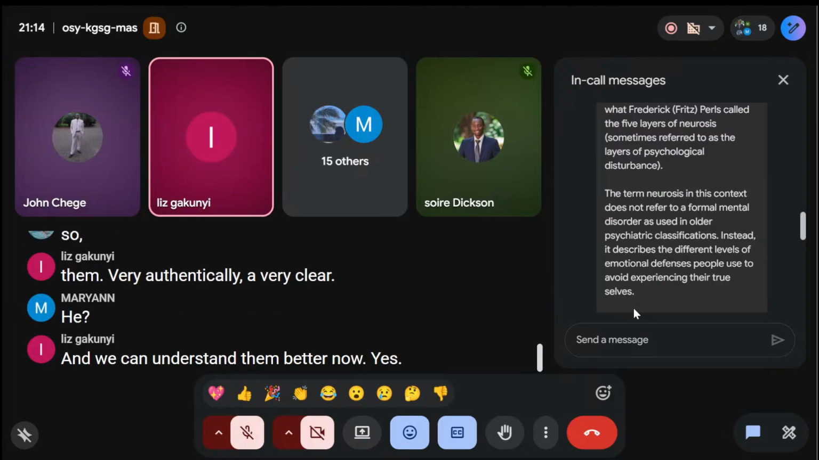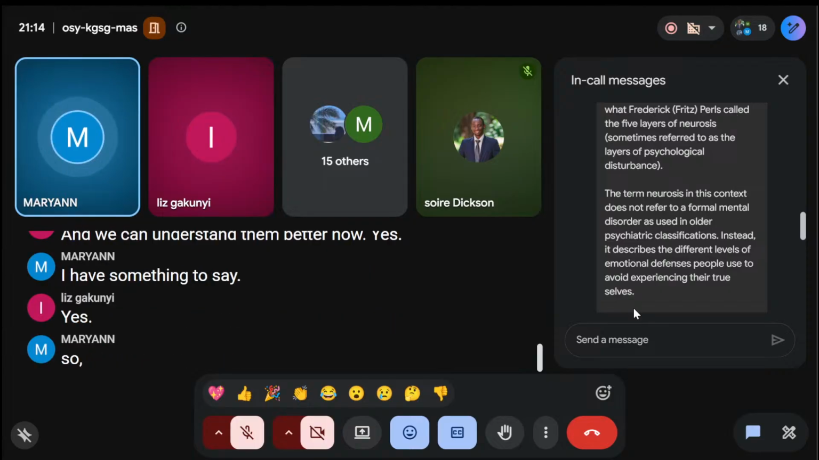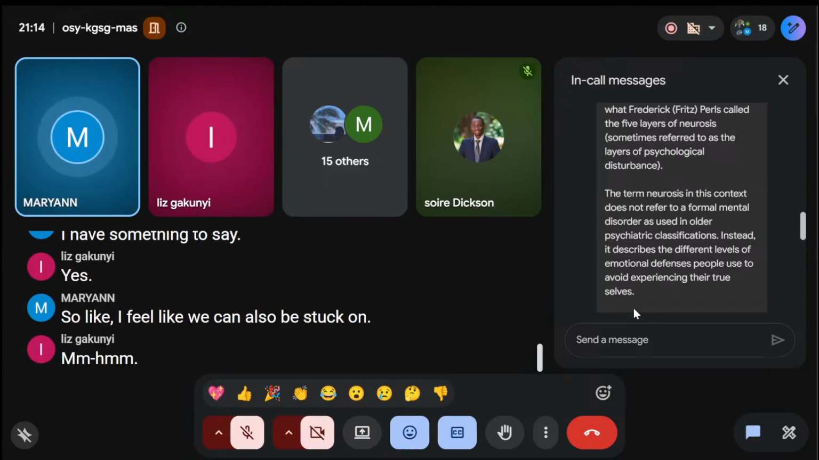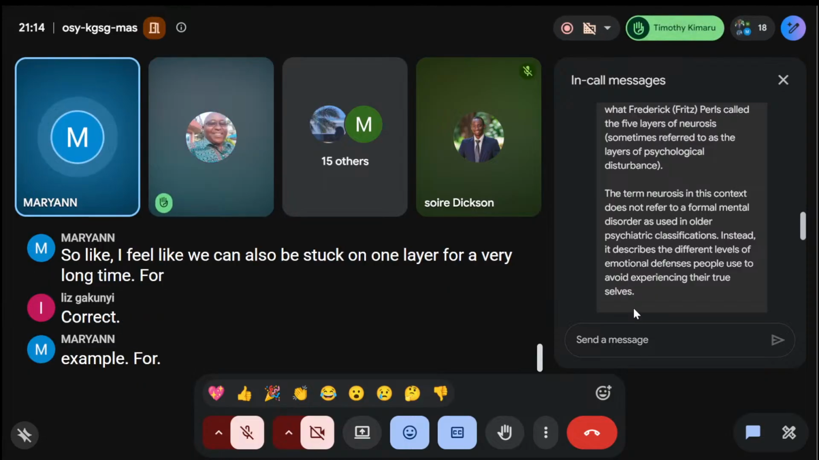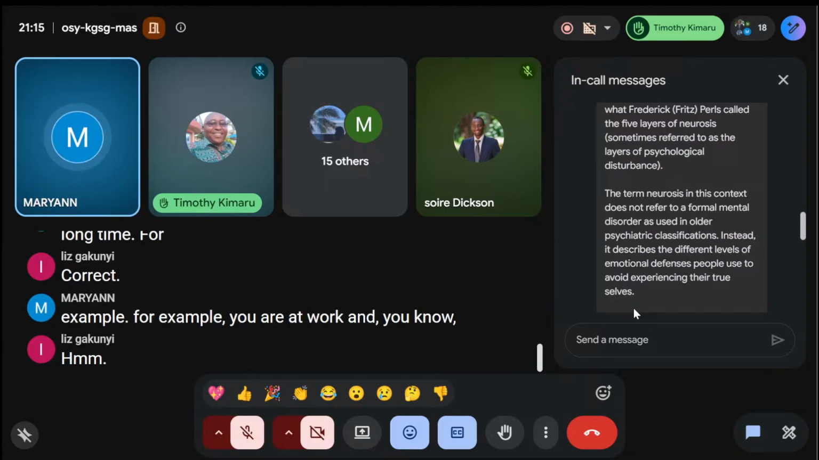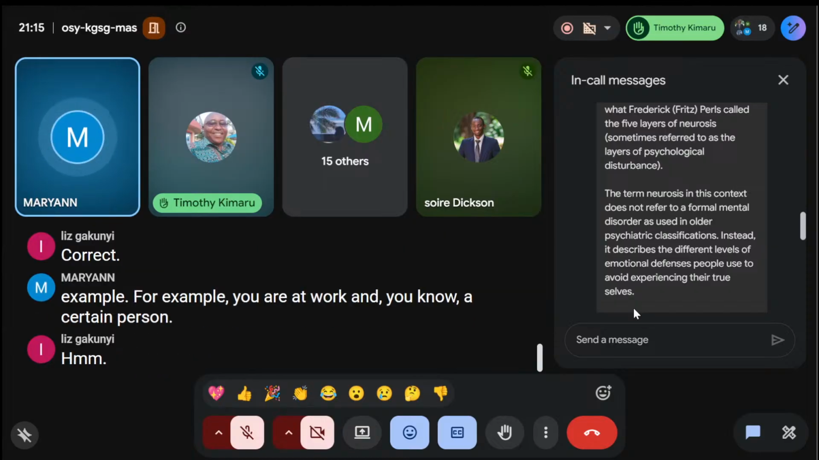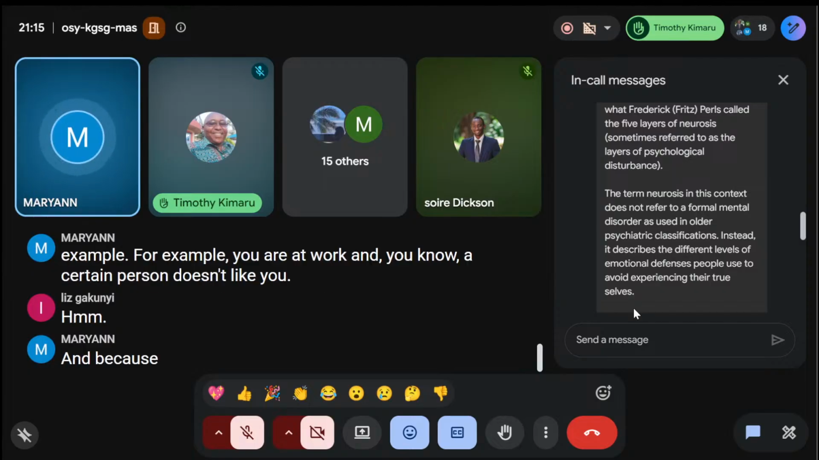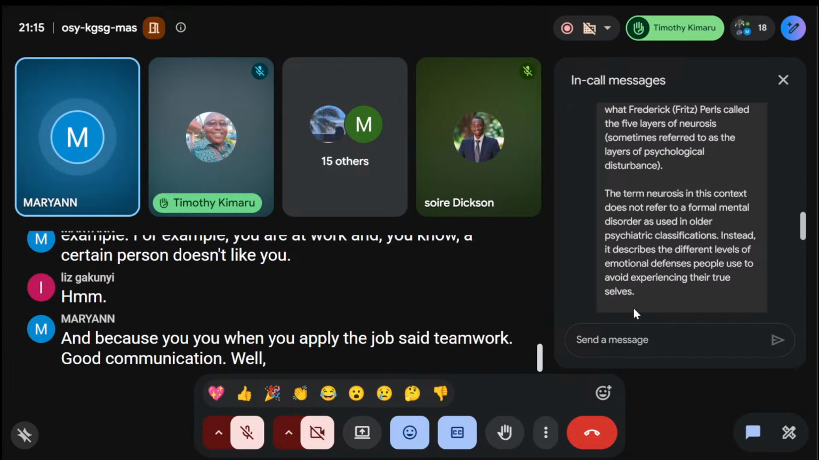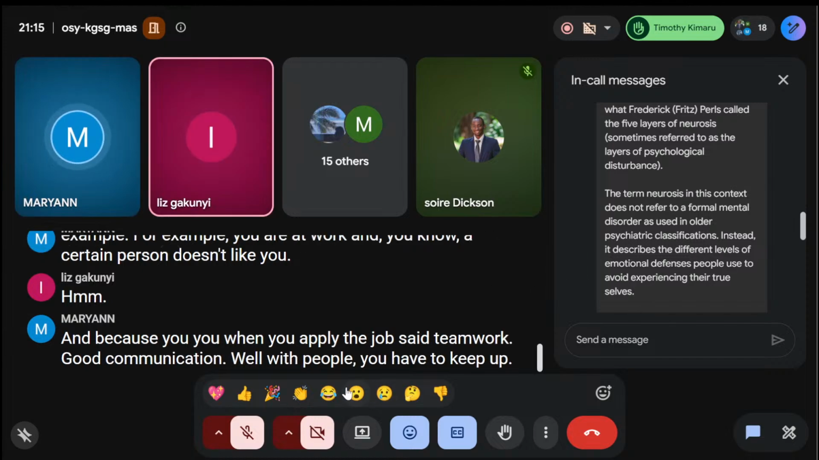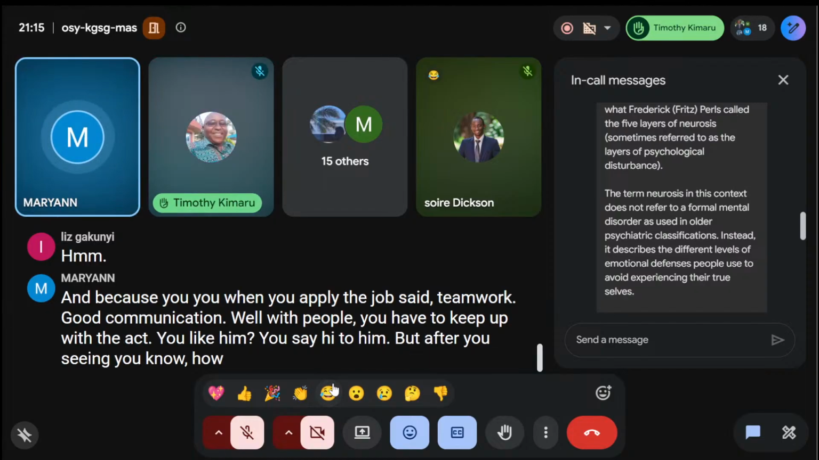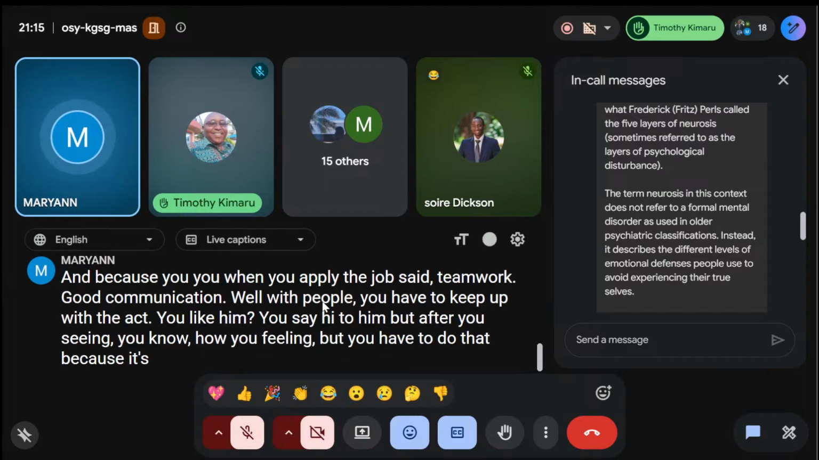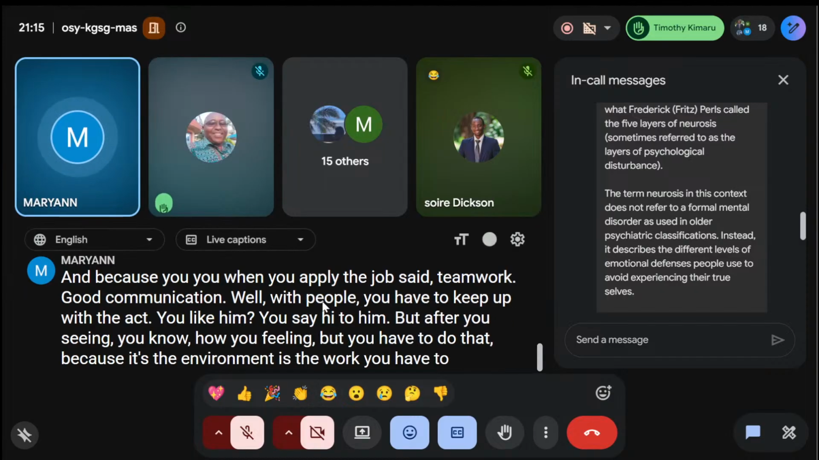Yes. Teacher, I have something to say. I feel like we can also be stuck on one layer for a very long time. For example, you are at work and you know a certain person doesn't like you. And when you applied for the job, you said teamwork, good communication, rapport with people, you have to keep up with the act. You like him, you say hi to him, but after saying hi, you know how you're feeling, but you have to do that because it's the environment, it's the work, you have to love everyone.